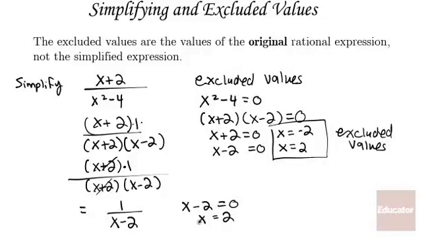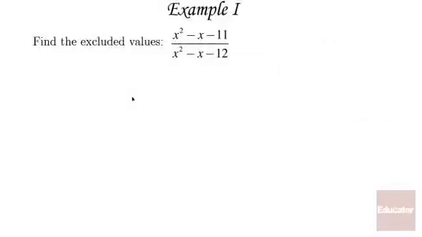What happened is I lost my other excluded value, and I lost it at this step because I canceled out the x plus 2 in the denominator. And the x plus 2 in the denominator is what gave me my second excluded value of x equals negative 2. Therefore, the rule is that when you're finding excluded values, you always have to go back to the original rational expression. You go back to that denominator. You do not use the simplified form. And we're going to see that in the examples.